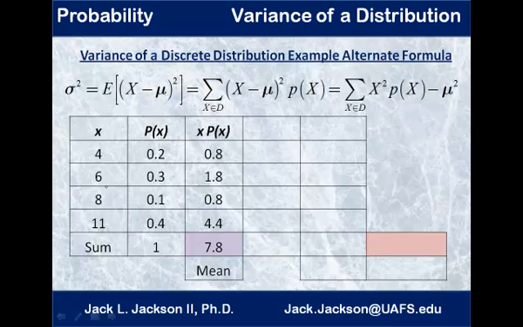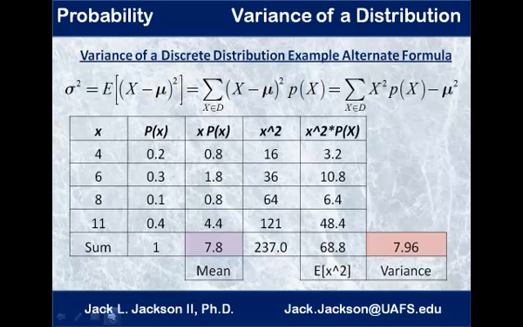So we're going to take all the x's and square them. So 4 squared is 16, 6 squared is 36, 8 squared is 64, 11 squared is 121. And we want to add those up, or we can add those up if we want. We don't actually need that number though. Then we want to take each x squared times the probability. So 0.2 times 16 is 3.2.